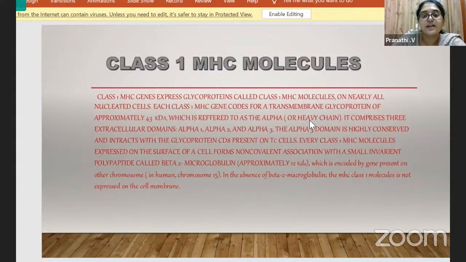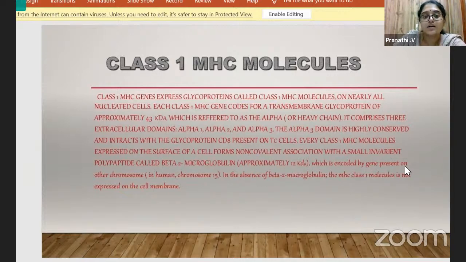So then you have 3 extracellular domains, that is alpha 1, alpha 2, and alpha 3. Alpha is the heavy chain. Alpha 3 is highly conserved and interacts with the glycoprotein CD8, which is present on the TC cells. All the class 1 molecules expressed on the surface of a cell form a non-covalent association with beta 2 microglobulin, which is approximately 12 kilodaltons.